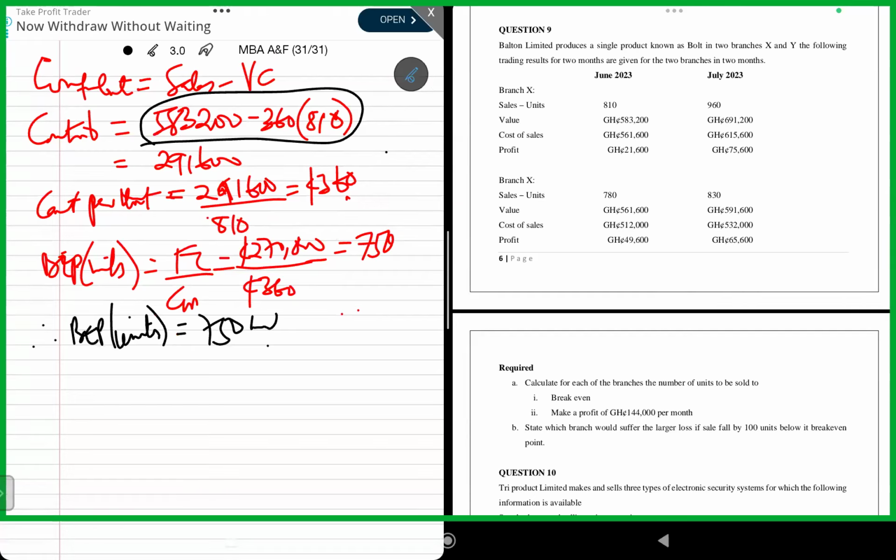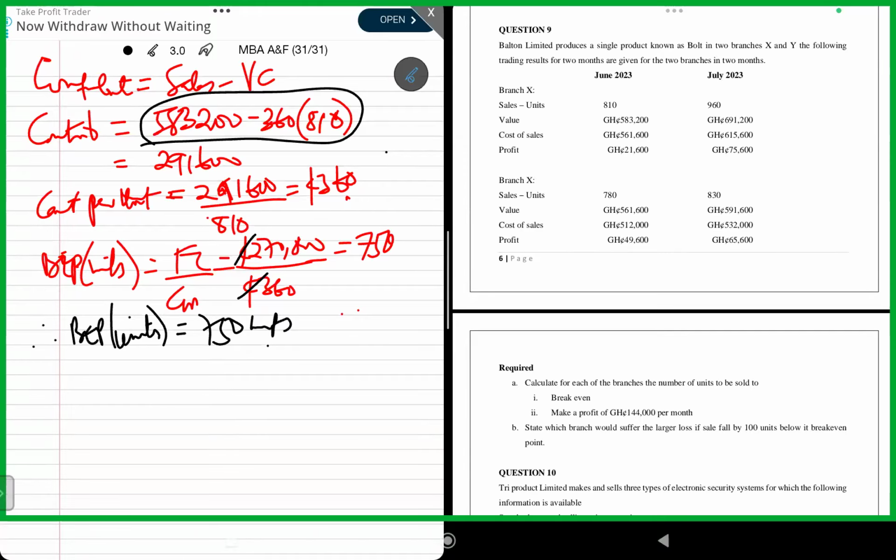Don't write CD, because the CD there will cancel the CD there. So we are left with units. That's it. Now calculate it for each. So you do this for branch X, you do it for branch Y. You can finish I and II all for X. Then when you finish, you do I and II all for Y. Are you good? Yes. All right.